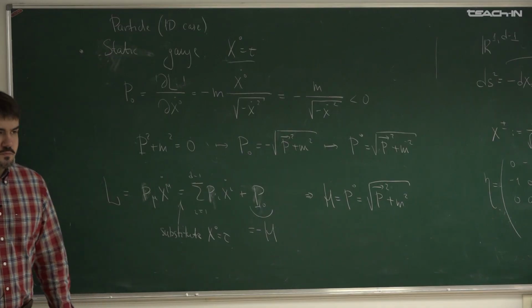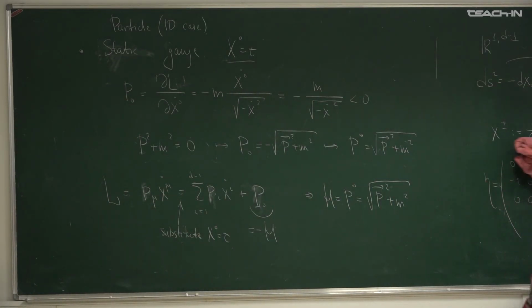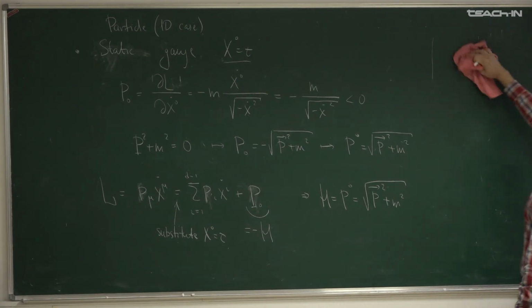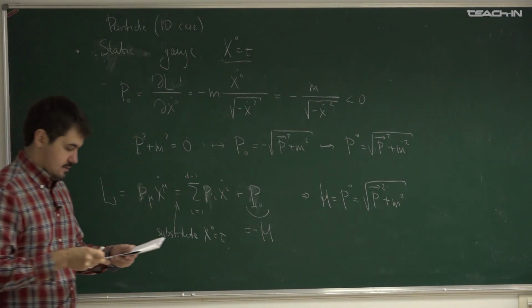And this is quite a convenient procedure in the general case, so you can do this kind of thing in the general situation. So first we'll study the light cone gauge for the particle. So this was static gauge, but light cone gauge is technically similar.